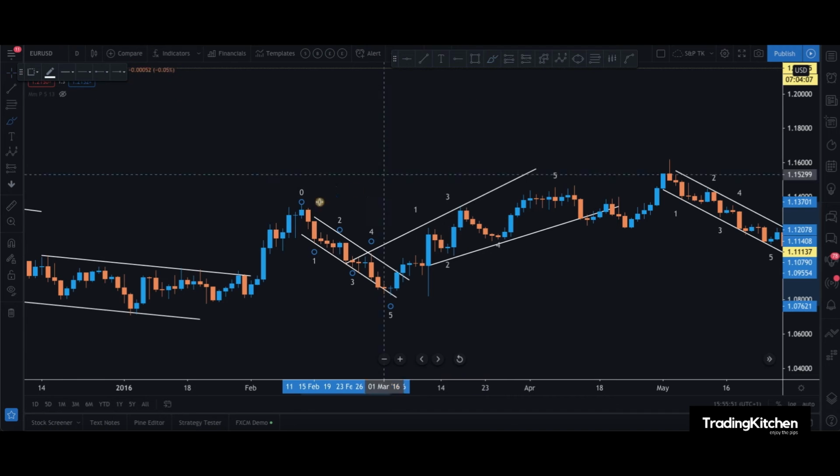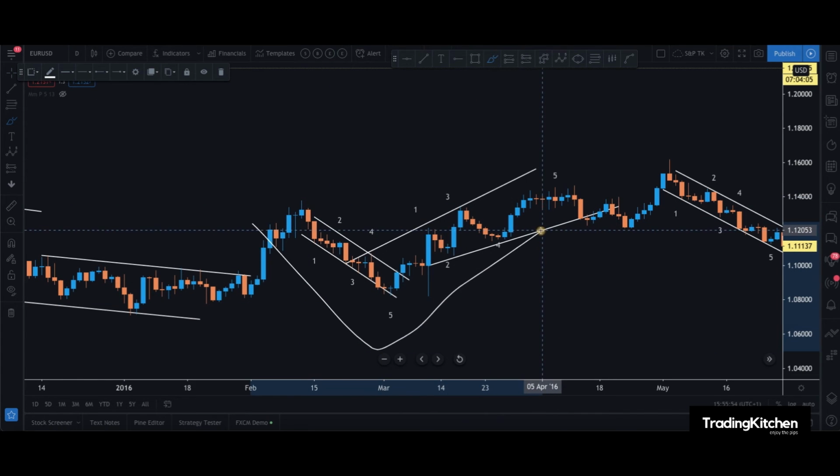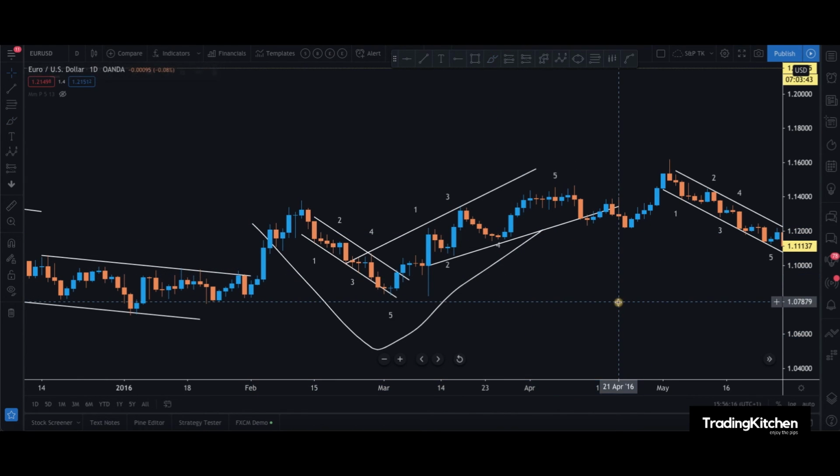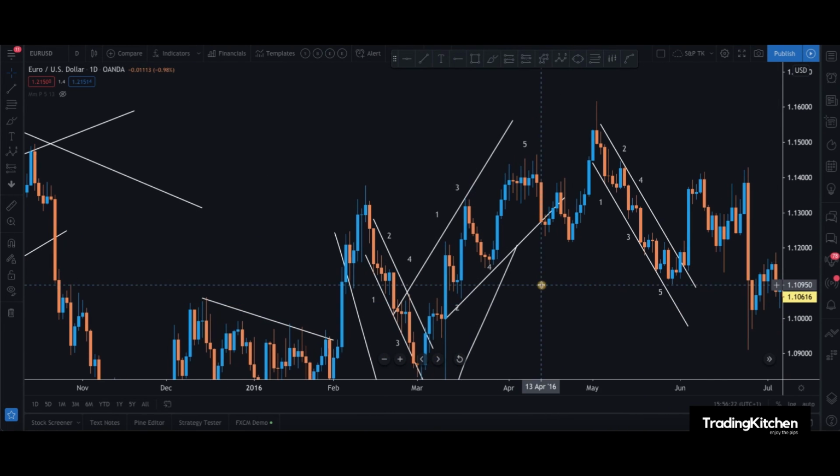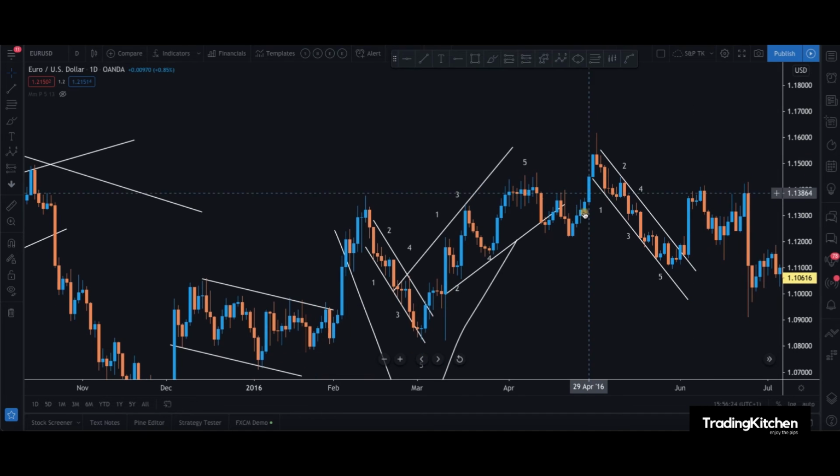This is impulse down and channel up, so it's 0, 1, 2, 3, 4 and 5. 0.5 did not touch this trend line, but it doesn't matter. Okay, the important thing is that 0.3 is above 0.1, and to be honest, the 0.5 would be this one. Okay, this is a very good manipulation, if you see.